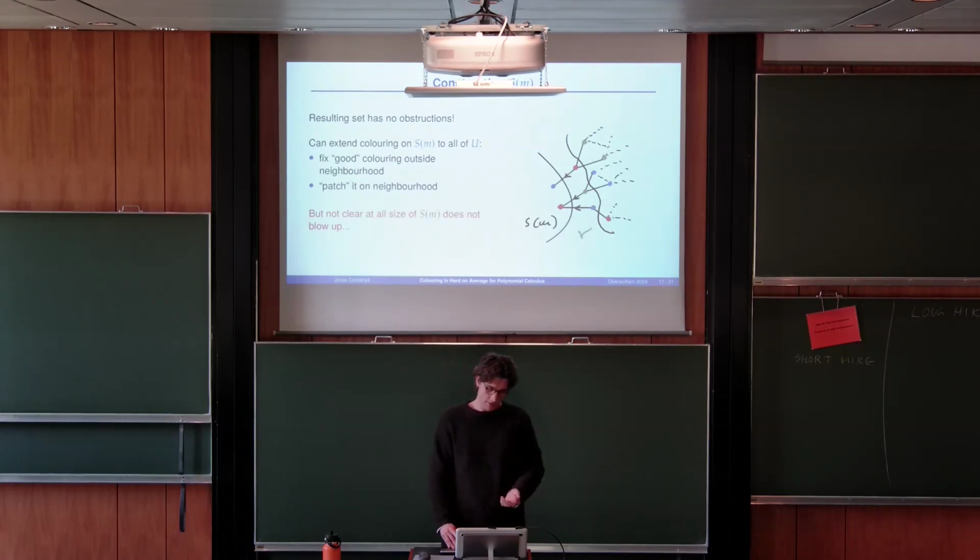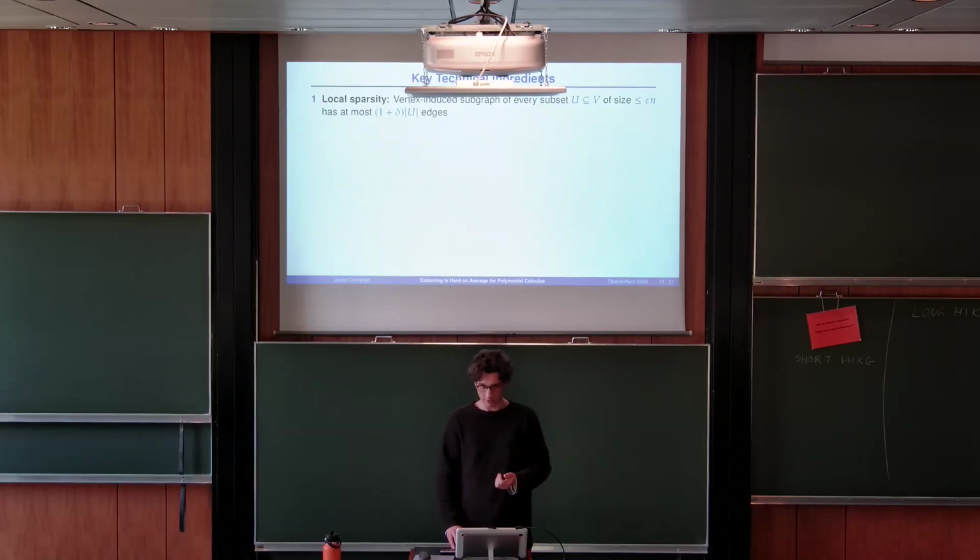But the problem with this is that we don't know that the size of the set we're constructing doesn't just blow up. It might just become the whole graph, in which case we're dealing with an unsatisfiable set of polynomials again in the ideal, and then we haven't really done anything. So we have to show that the size doesn't blow up too much.